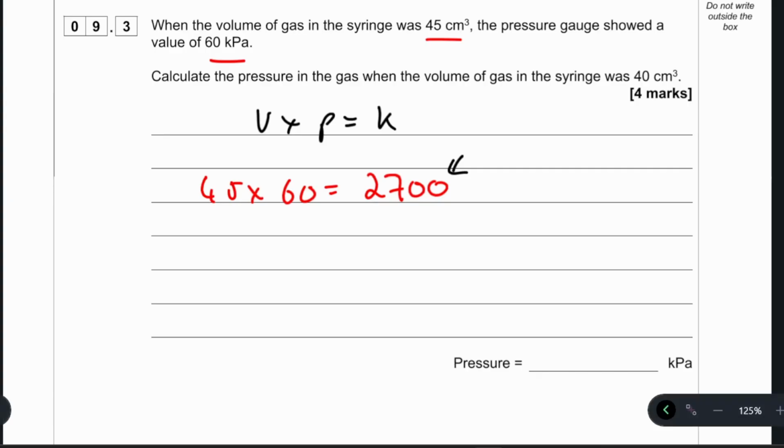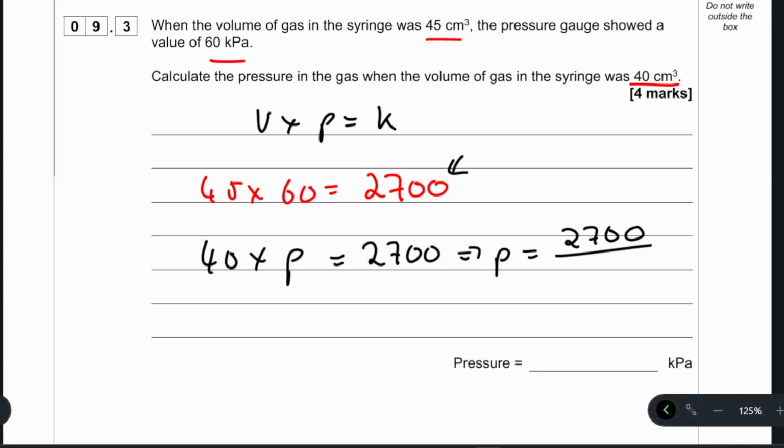So in this case, we're asked to work out what the pressure is when our volume is 40 centimeters cubed. So we can say that 40 multiplied by some pressure we don't know, which we're going to work out, is still going to be equal to the same constant, 2700. Then it's just a case of rearranging for the pressure. So the pressure is equal to 2700 divided by the volume of 40 centimeters cubed. And remember, the reason we can do this is because the units here are the same, which means the units that we work out for the pressure are also going to be the same. So this is going to be given to us in kilopascals. So 2700 divided by 40, if you put that into your calculator, you should get an answer of 67.5 kilopascals.